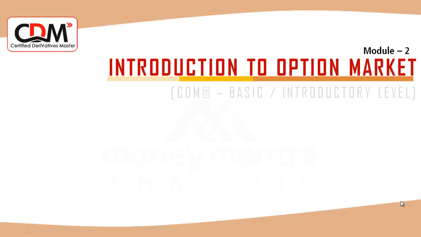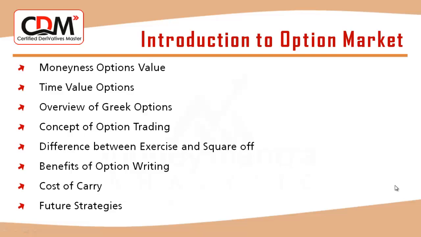Here in this module, these are the things we are going to cover: what is moneyness in options value, what is time value in options, what is the importance of time value and how it is calculated. There is a brief overview of the options Greeks. Then there is the concept of option trading. What is the difference between exercise and square off? We covered this in module 1 also, but we are going to revise this particular point. Then the benefits of option writing, the cost of carry, and a few futures strategies here in this module 2.